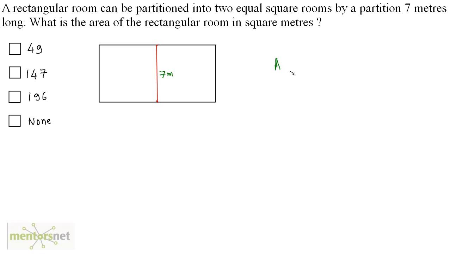So area of the complete rectangle will be equal to area of the first square plus the area of the second square, right? What is the area of the first square? That's the side square, and the side is 7. So 7 square plus what's the area of the second square? That's again 7 square, and that is 49 plus 49, and that is 98, and that will be in meter square. Okay, so the area is 98 meter square. We don't have it in our options, so option D would be appropriate. None of these.